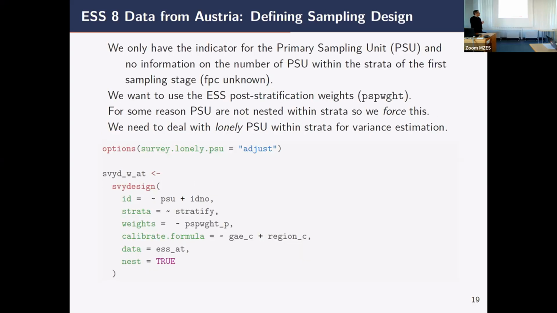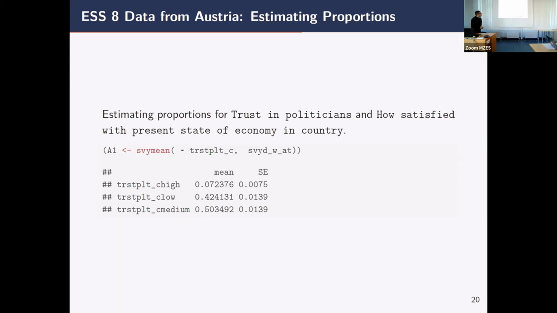So I defined here the sampling design. I'm assigning here this object. This now stores the weight information, how the weights have been constructed, and the available design information that I have from the ESS. So this is the best I can do at this point.